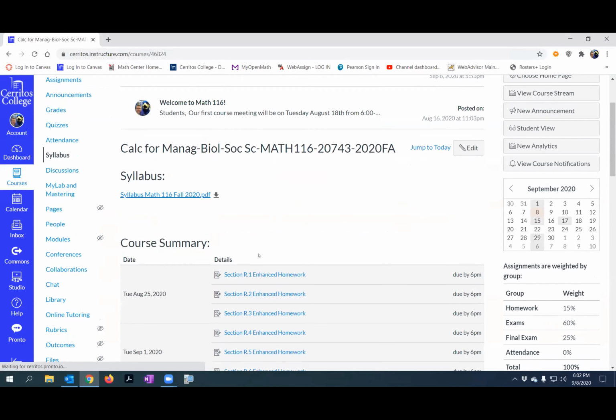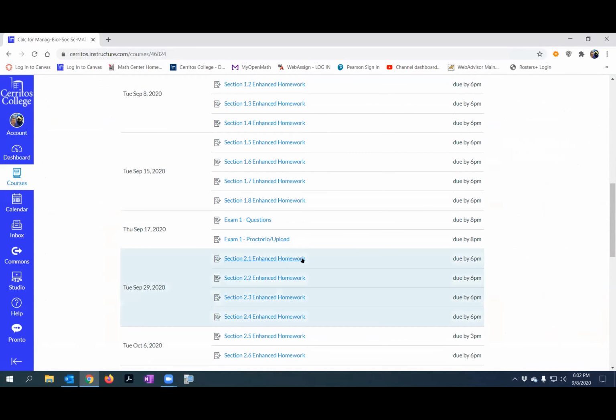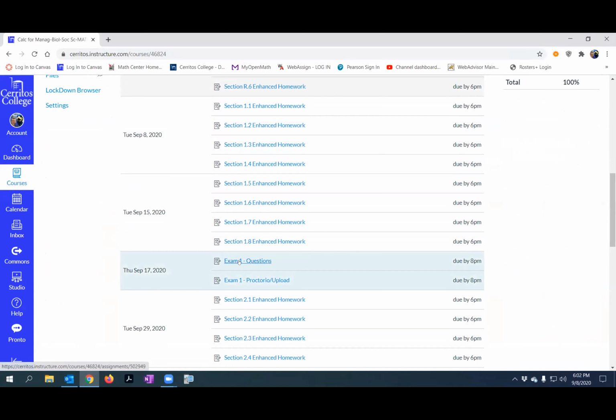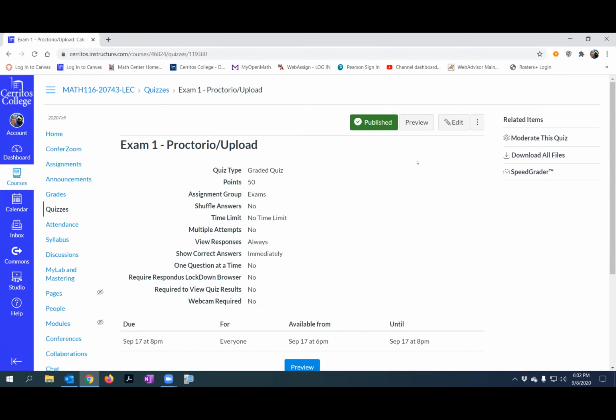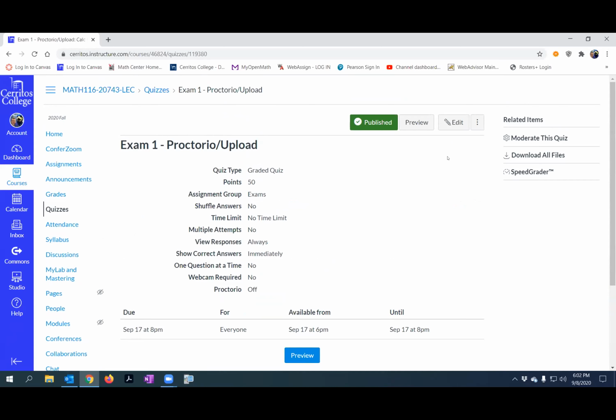The way that you're going to access the exam is, on exam day, it's going to show up here under your assignments. It says exam one questions and exam one Proctorio upload. You're going to click on Proctorio upload first. That's going to allow you to start Proctorio.